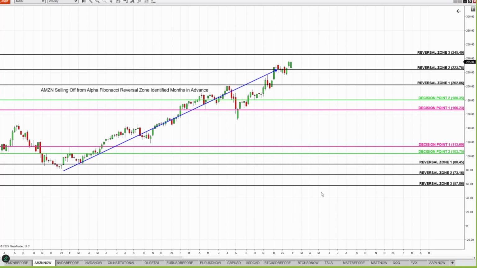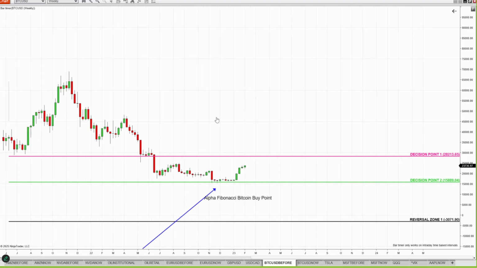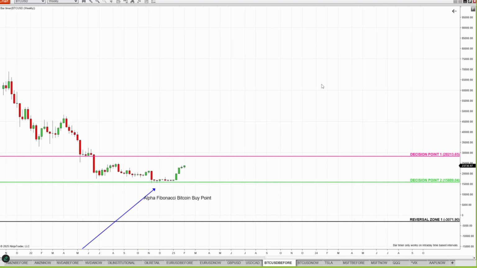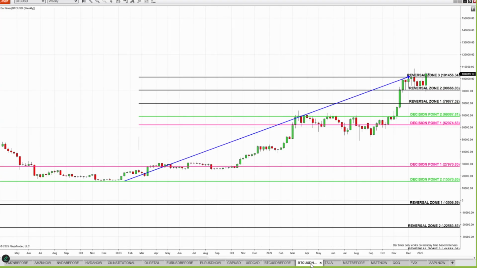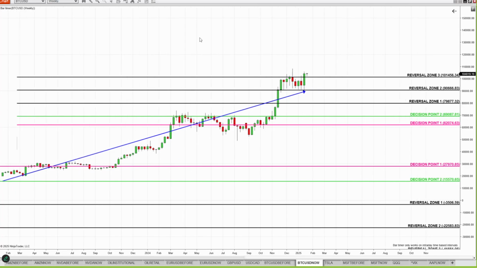And of course, an identical event on Bitcoin. Bitcoin crashed and burned until the critical key alpha Fibonacci buy point, the 15,000 level. This is where Bitcoin is now. Bitcoin continues obeying this level. You know where Bitcoin is heading next. The sky's the limit with the alpha Fibonacci system. All I ask you is to make an effort and identify the instrument to trade.